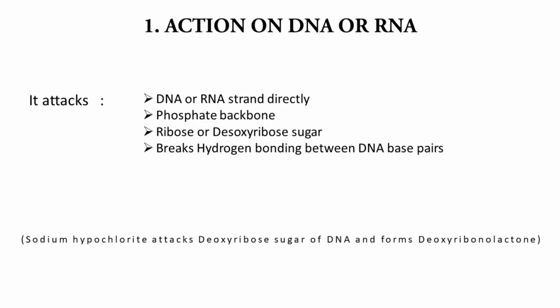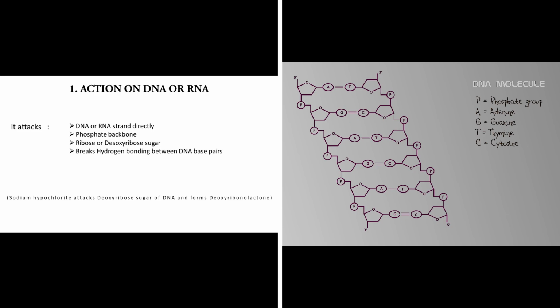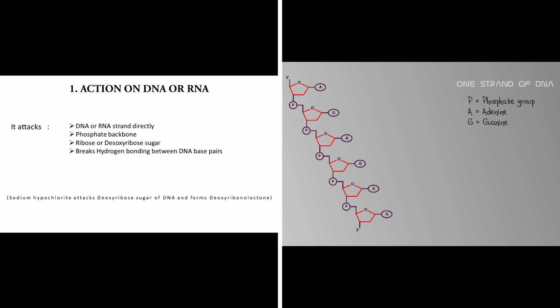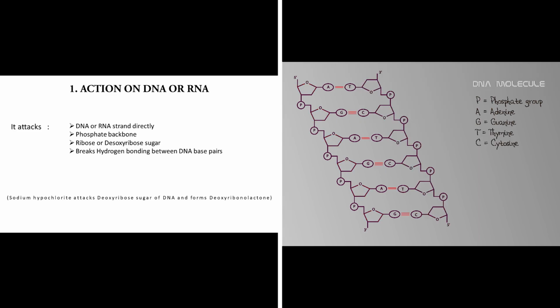The genetic materials DNA or RNA is vulnerable to disinfectant like sodium hypochlorite and hydrogen peroxide. It attacks DNA or RNA strand directly. It also attacks phosphate backbone, ribose or deoxyribose sugar. It may break hydrogen bonding between DNA base pairs. If any of these action happens, then DNA is inactivated.